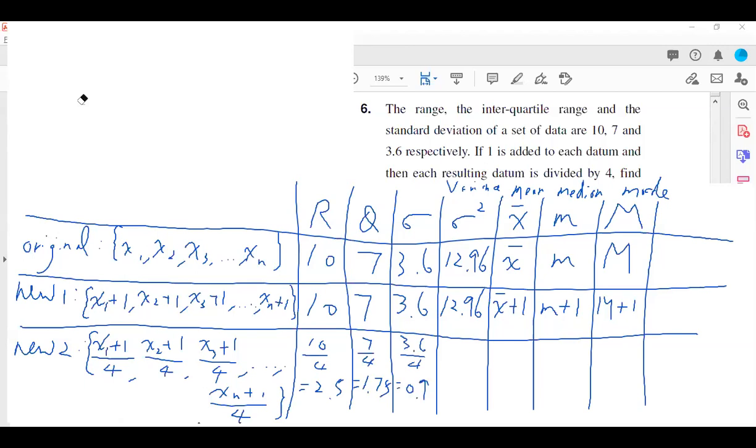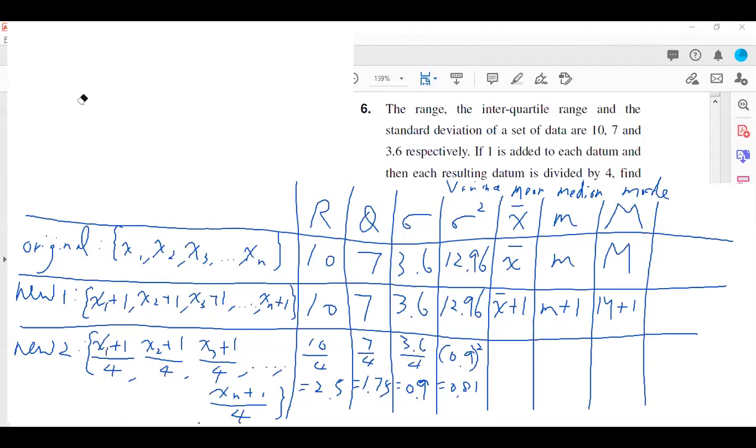So that should be 0.9. Okay? And sigma square, 嗱呢個小心啲啦。Sigma square is not divided by 4. It is calculated by 0.9 square. So that should be 0.81. Okay? So this should be paid attention to. Okay? The sigma square, the variance, is always calculated by the square of the standard deviation. Okay? And then the mean, median, and mode are also doing the same step.